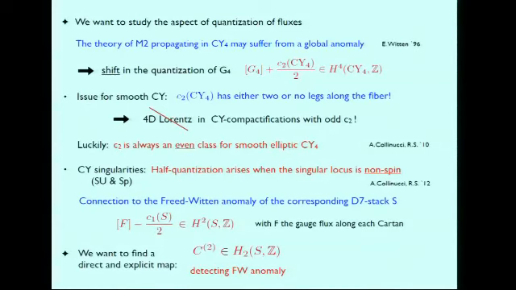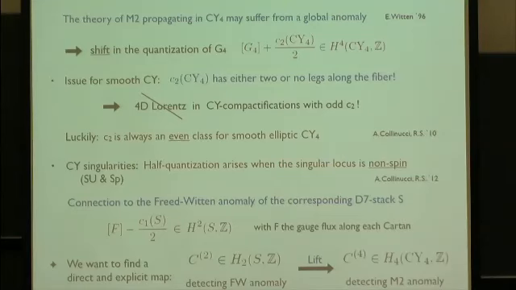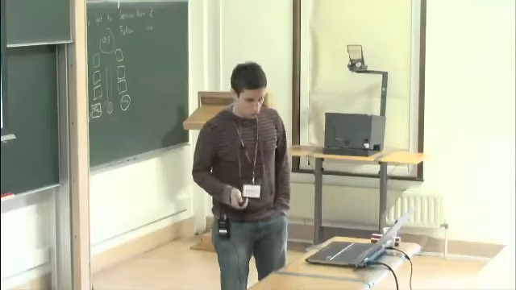The aim here is to find a direct and explicit map which associates to the two-cycle on the worldvolume of the brane, which detects this Freed-Witten anomaly, the lifted 4-cycle in the Calabi-Yau fourfold on which we detect the M2 anomaly. Remember, detecting the Freed-Witten anomaly here means that I integrate c1 over this C2 and I get an odd number. I want a C4 in the Calabi-Yau fourfold on which, if I integrate the c2 of the Calabi-Yau fourfold, I get an odd number.